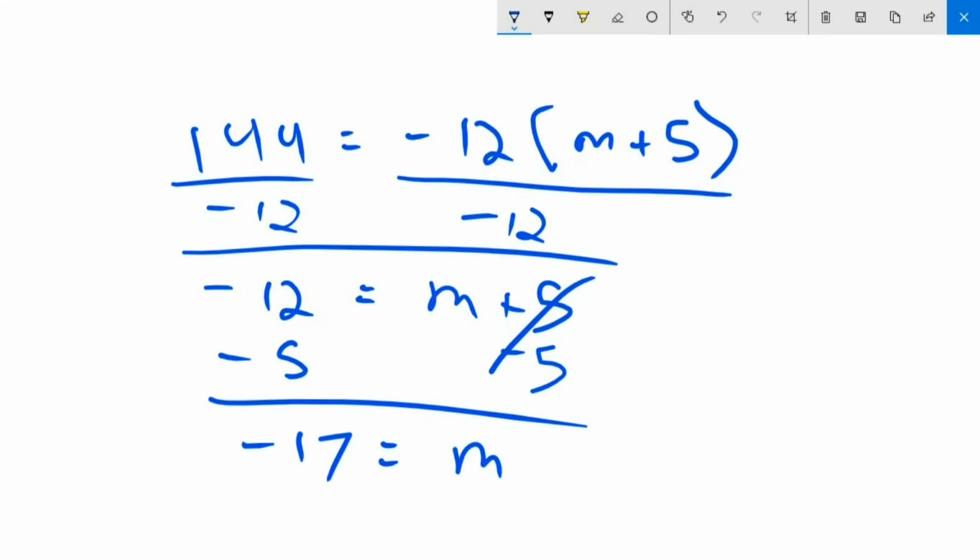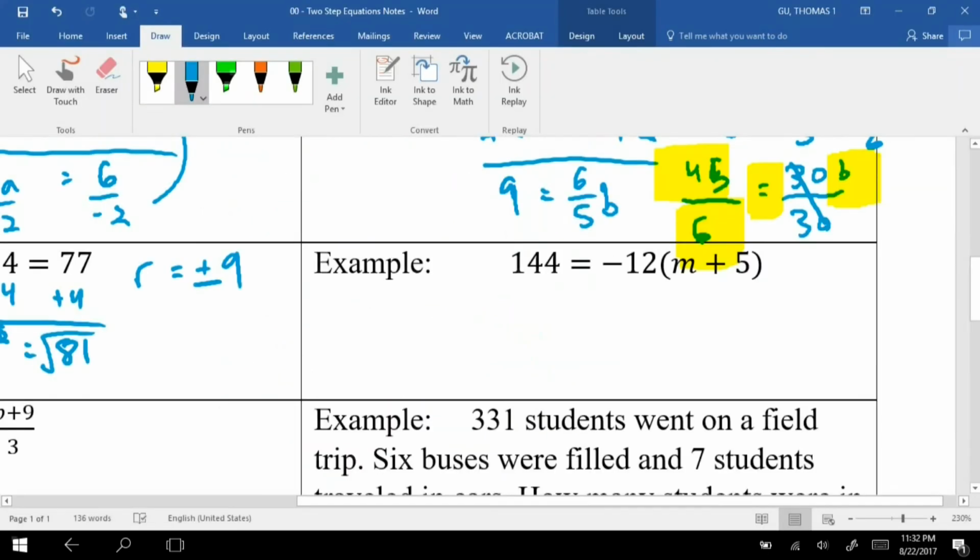And that would be the same answer you would have gotten if you did it the other way. But the other way, you got to do more steps. So don't use the distributive property if you don't need to. Okay, guys? Do not do that if you don't need to. So we solved it. The answer was m equals negative 17.